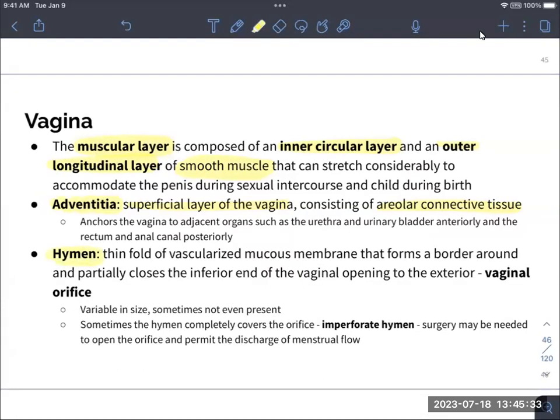The hymen is a mucous membrane that forms around the inferior end of that vaginal opening, that vaginal orifice. It could be different sizes. Sometimes it's not even present. Sometimes it can completely cover that vaginal opening. Other times we have an imperforate hymen. That's where it completely covers the opening, and they need to surgically cut it open to allow menstrual flow to actually occur.